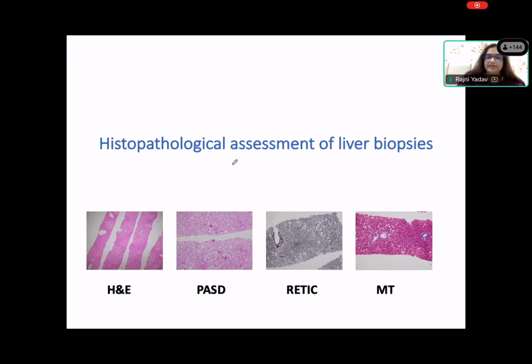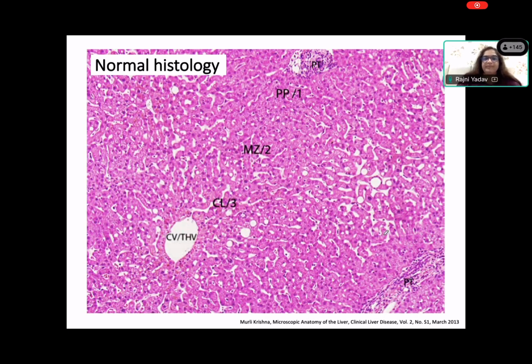diseases. At our center, we do 4 stains. By convention, on every non-neoplastic case, we do the H&E, then PAS with diastase, a reticulin stain, and a Masson's trichrome stain. So I'll show you what the advantages of these stains are. Now that's the normal H&E.